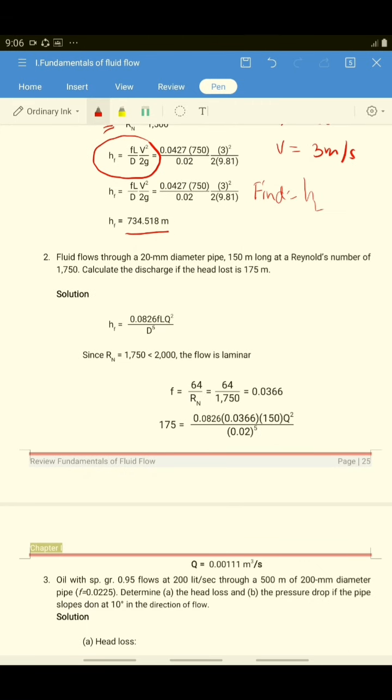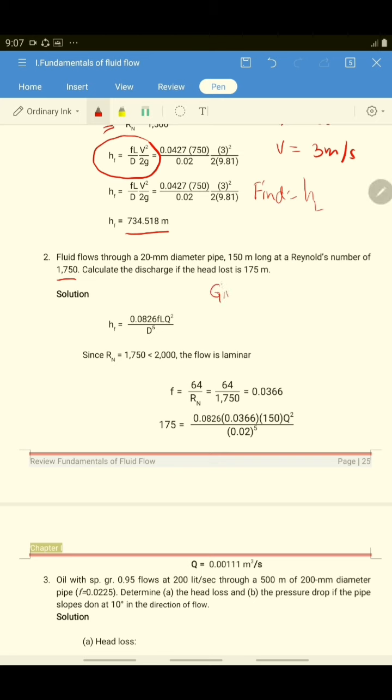Number 2, fluid flows through a 20 mm diameter pipe, 100 meters long at a Reynolds number of 1,750. Calculate the discharge if the head loss is 175 meters. So in this case, we know that the Reynolds number is less than 2,000. So we can directly judge that the type of flow here is laminar.